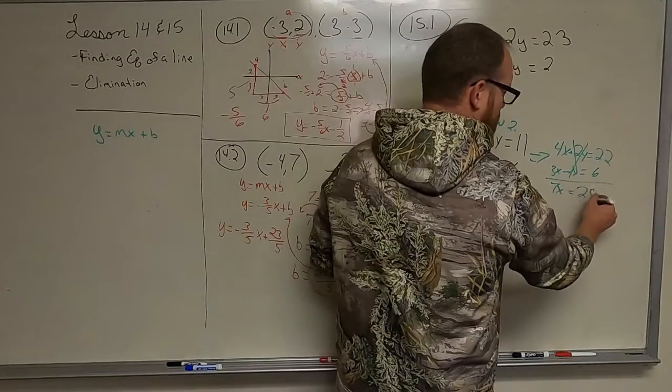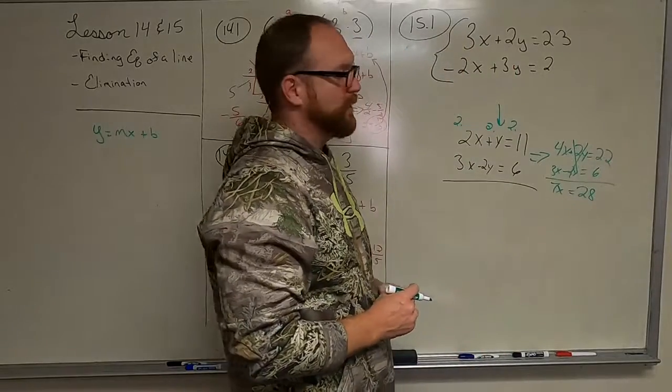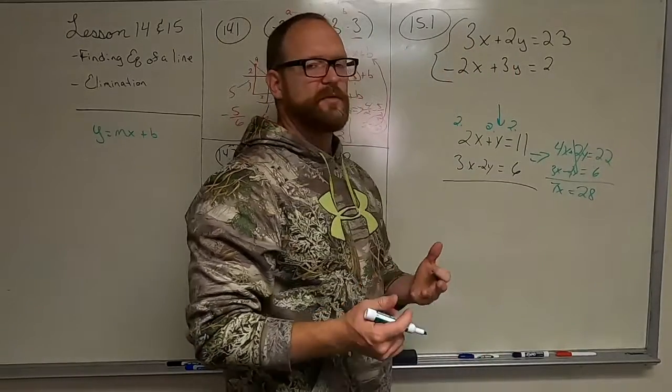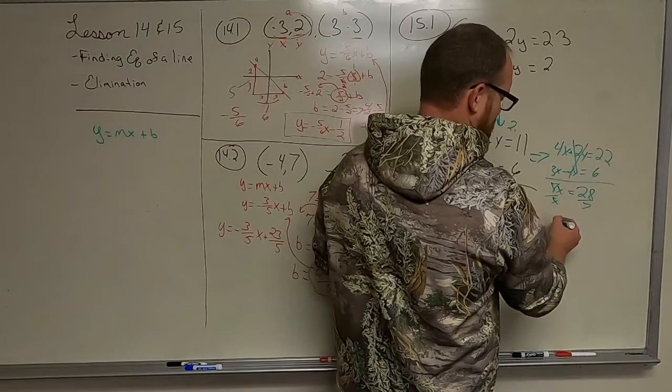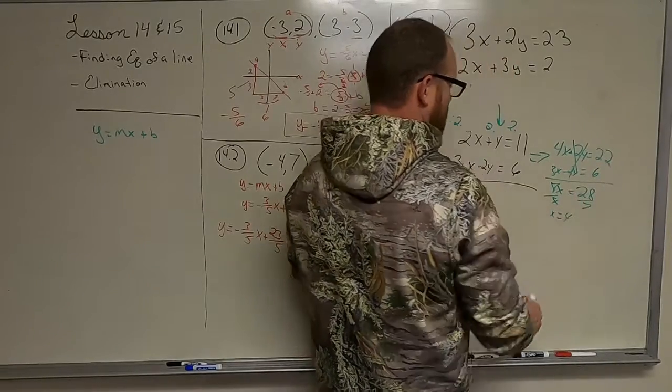Equals 28. Now 7x equals 28. How do we solve for x? Well, divide by 7 on both sides. 7's cancel here. X equals 4.